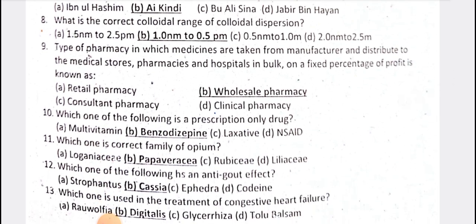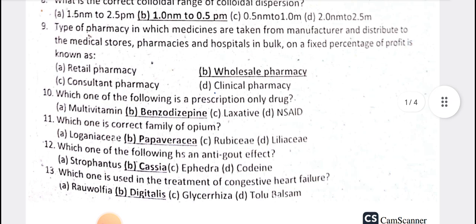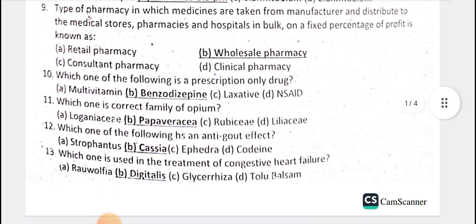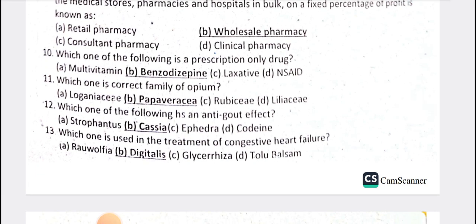Which one of the following is a prescription only drug? Benzodiazepine. Which one is the correct family of opium? Papaveraceae. Which one of the following has an anti-gout effect? Cassia. Which one is used in the treatment of congestive heart failure? Digitalis.